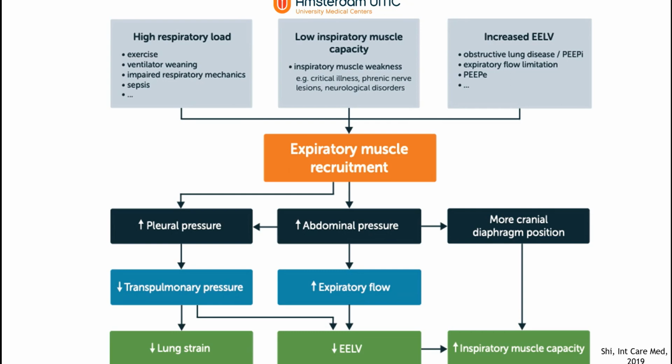The other thing is, increasing your abdominal pressure increases the expiratory driving pressure, so it reduces the end-expiratory lung volume. So you can use the elastic recoil of your chest wall for the next inspiration. Very smart physiology. And also the increased pleural pressure reduces the expiratory transpulmonary pressure and reduces the lung strain.